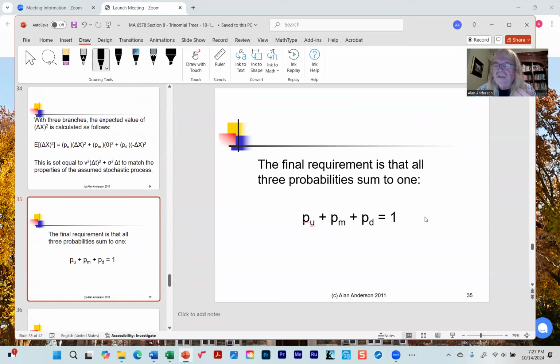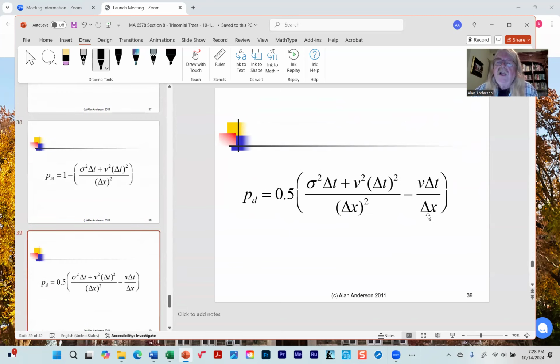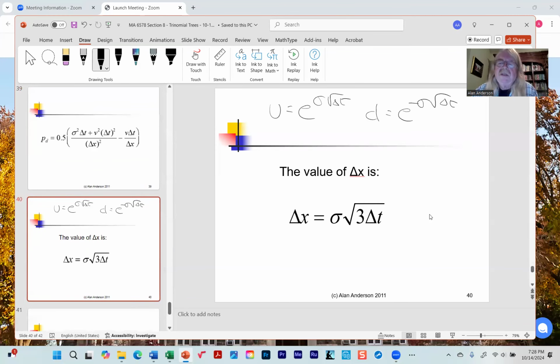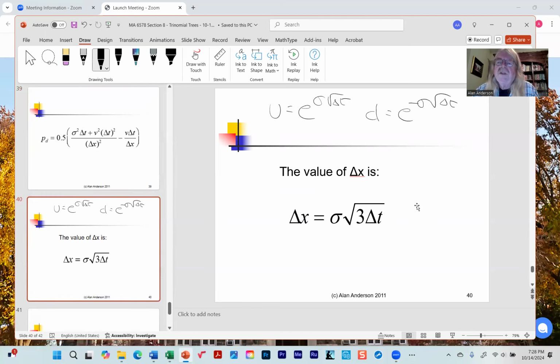And then we're going to require that these add up to 1. So the bottom line is these are the three formulas we're going to use. We don't have to necessarily go through all the steps right now, but the one thing I do want to point out is that the delta x itself, the size of the upward and downward movement, could assume a lot of values, but Boyle in his paper tells us that he found that choosing sigma times radical 3 delta t seems to give us the most accurate, consistent results.